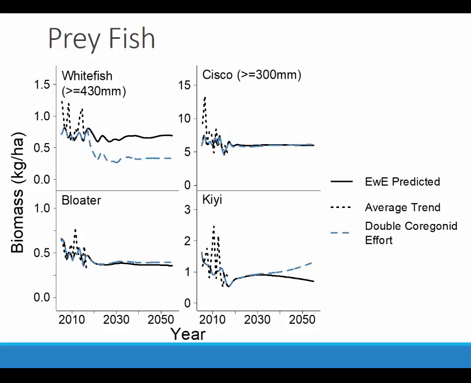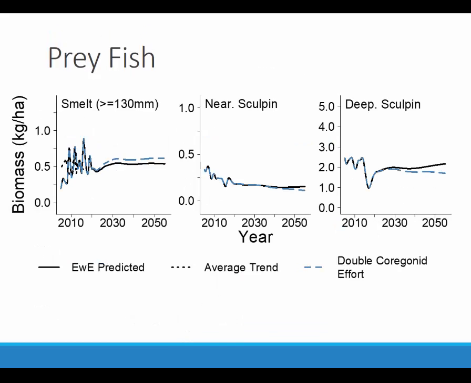For kiyi, we see our population start to rebound after about 2015, 2020, and after about 2030, we see an increase in our population, or a higher population, if we increase our coregonid effort. For the other prey fish, smelt and sculpin, we see our population just kind of remain stable at a higher level. There might be a slight increase if we have double coregonid effort. For nearshore sculpin, we see that population continues to decline, and for deepwater sculpin, it rebounds after about 2020 to roughly the current state.